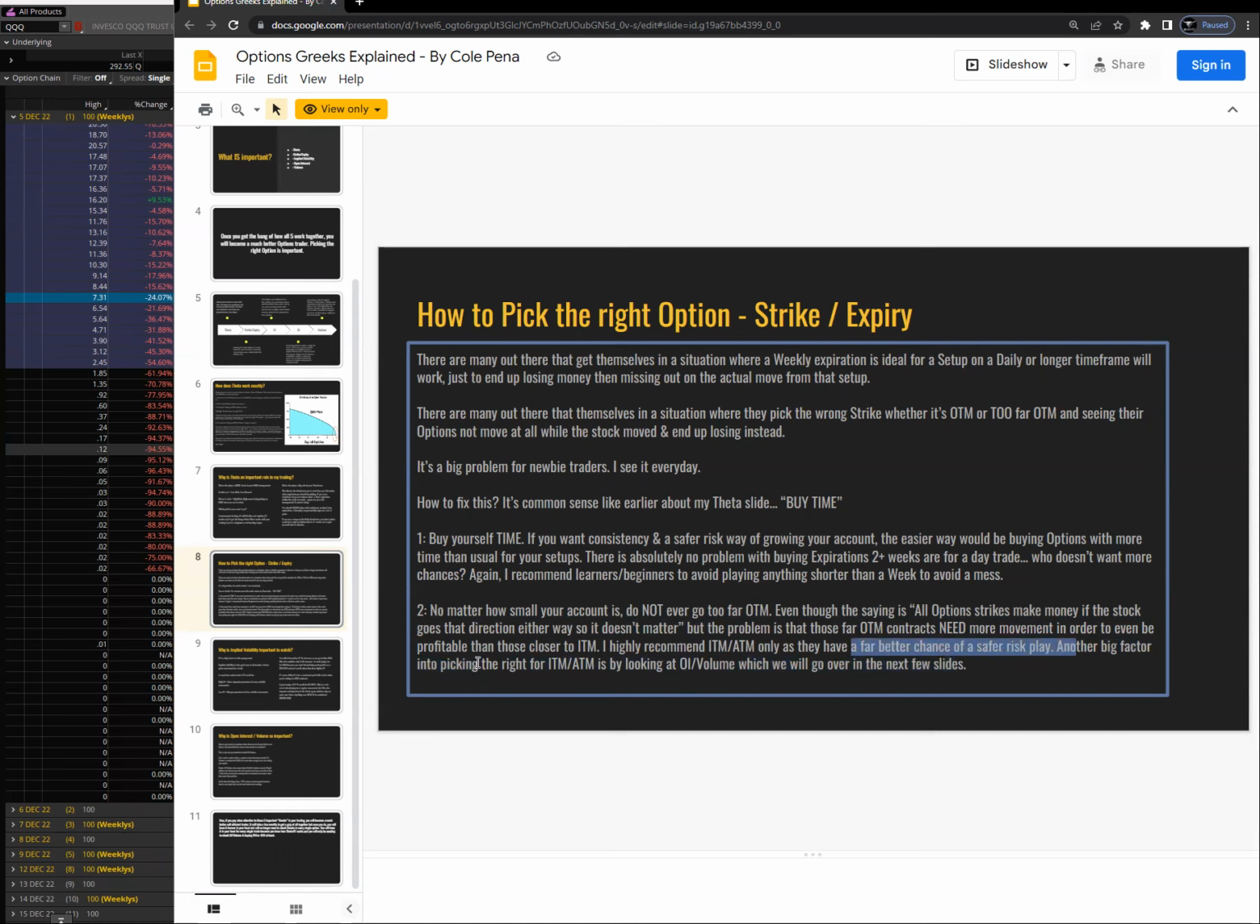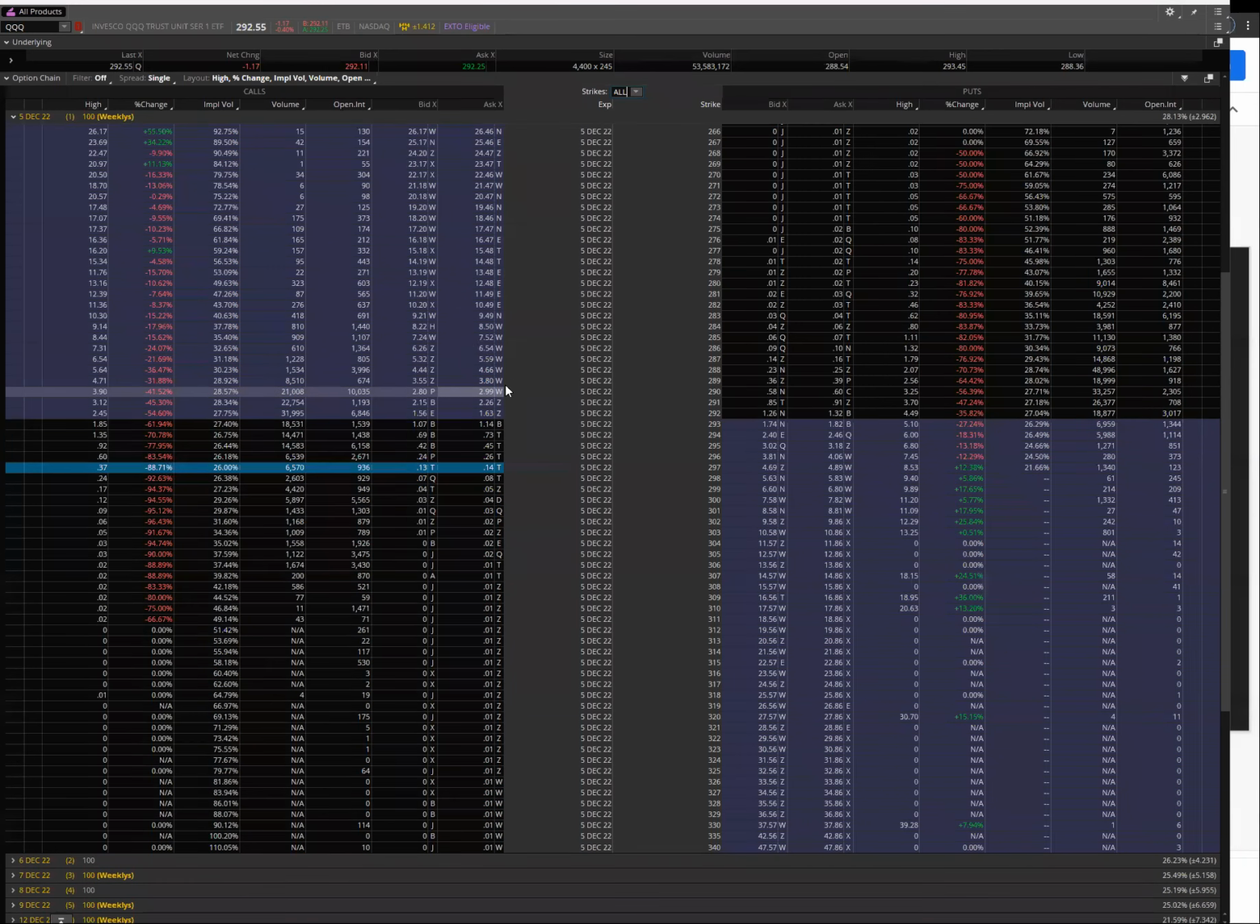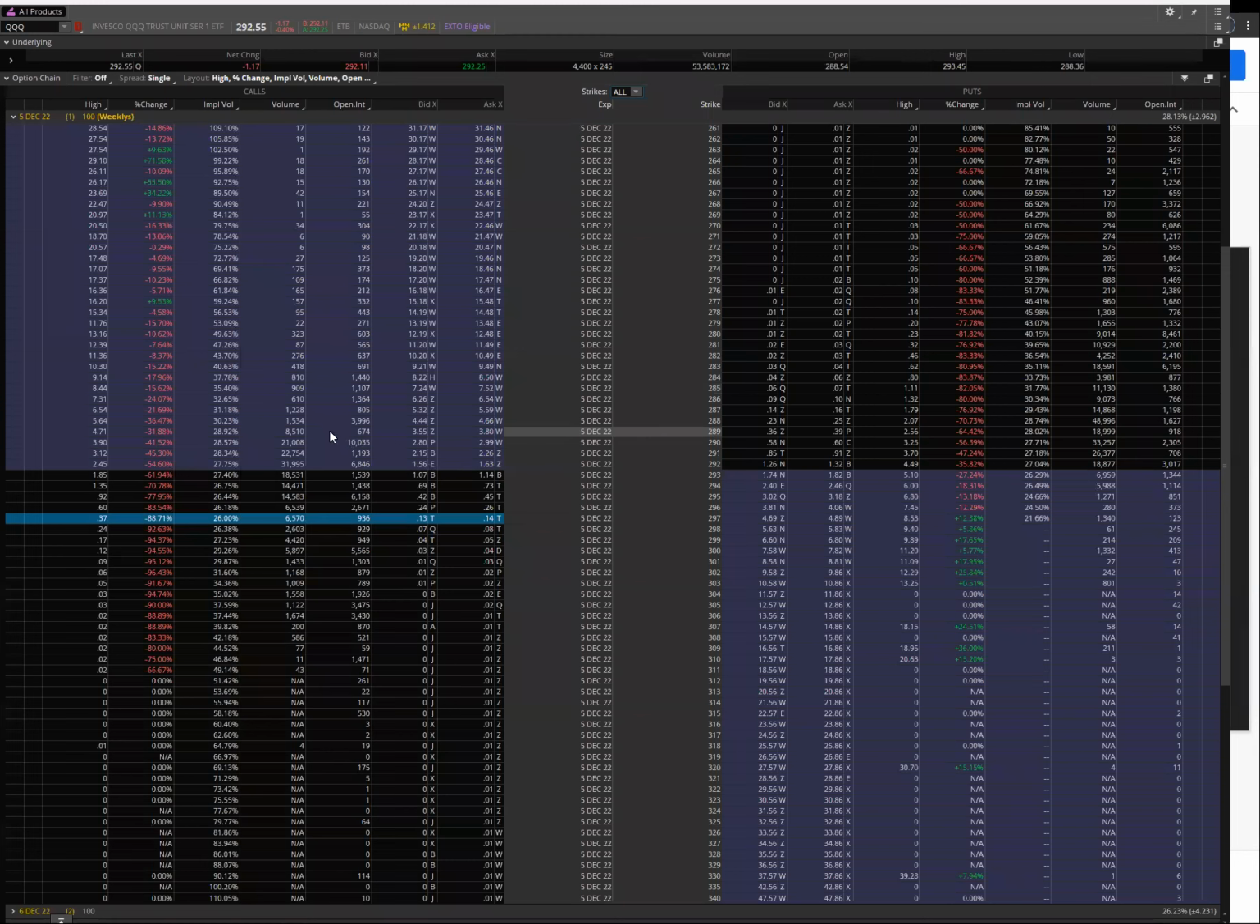Another big factor in picking the right option for in the money and at the money is by looking at the open interest and volume, which we will go over in the next few slides. So, for example, you can never go wrong with buying in the money contracts with a decent amount of volume and open interest. You should always have it on your options chain, always. So we have a good amount of volume right here, 31,000, or we'll just say 32,000, 6,800 open interest is very good. 18,000 volume, 1,500 open interest.